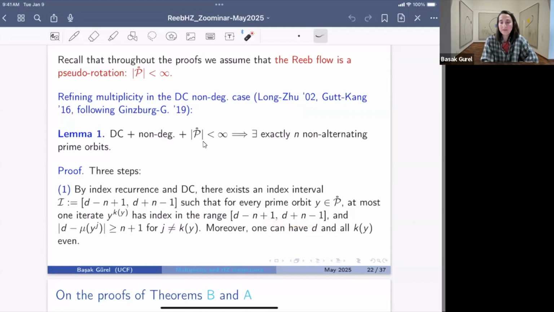Now, this d and ky are exactly in the statements of the index recurrence theorem. So this is how the sequence will repeat itself. This is the shift, basically. It's independent of the maps. And this is the iteration index, the order of iteration for a given prime orbit. So all this is saying is that I have this index range where my prime closed orbits can only enter this range with at most one iteration. That's it. Any other orbit will be outside the range.